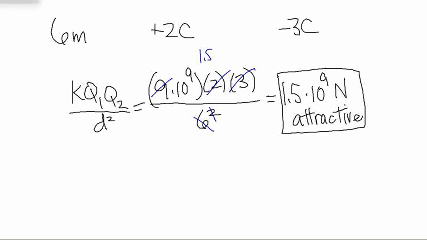Now I'd like you to try an example. Here's an interesting one. Suppose that I had two electrons that were 1 meter apart. I want you to find the ratio of the magnitudes of the electric force and the gravitational force.